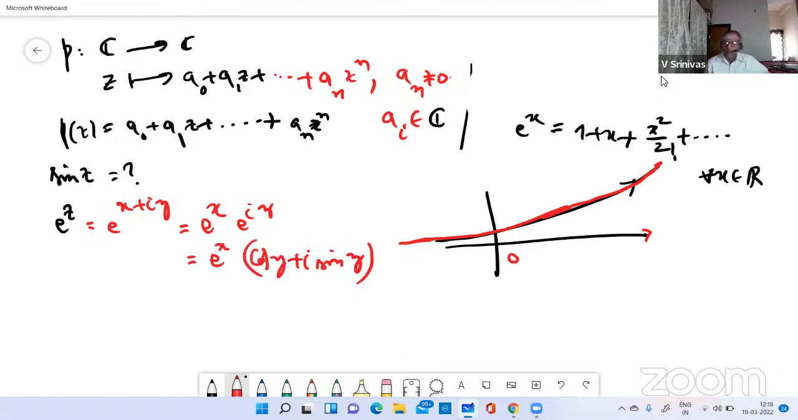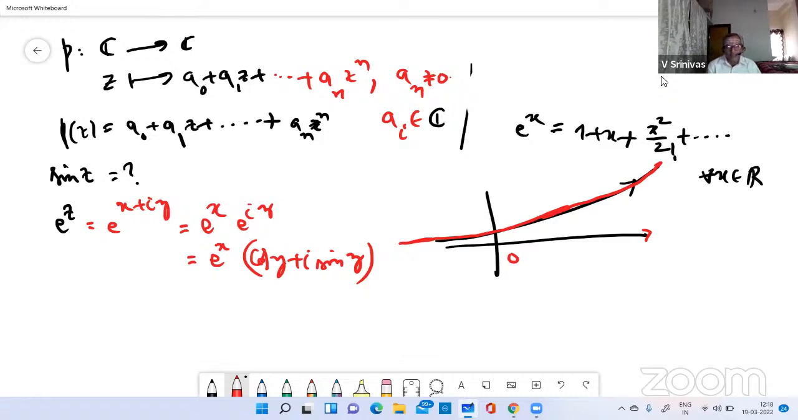Here y is a real variable, so cos y is known to you. For y real, cos y is real, and sin y is also real. So you know what cos y and sin y are. Once you know the real and imaginary parts, you know this complex number.